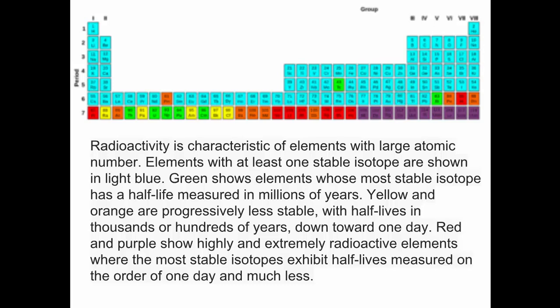So radioactivity: different elements are radioactive. Typically, they are things that have a larger atomic number. There are some that are, like we said, carbon-14 is radioactive, but most of these elements are the larger elements. So this chart sort of shows an example.